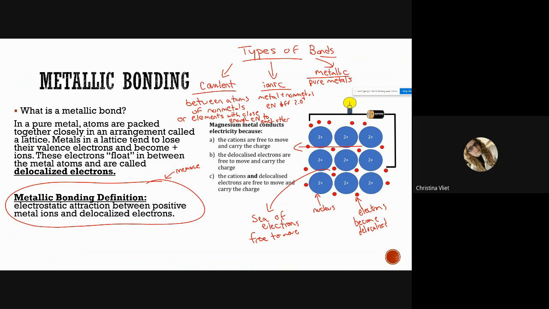Do you think this is a strong attraction? You've got a fully positive nucleus, right? And you've got fully negative electrons. Do you expect this to be a strong attraction? It's definitely strong because they're fully charged. Because fully charged, which is why almost every metal on the periodic table is a solid, because it's a very strong attraction.